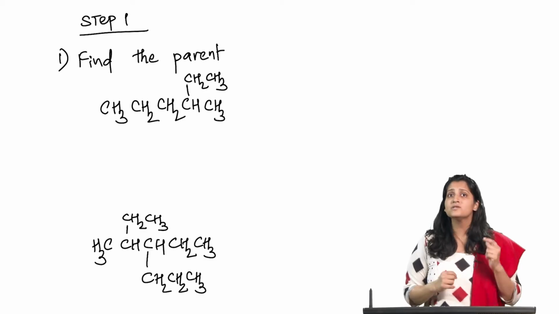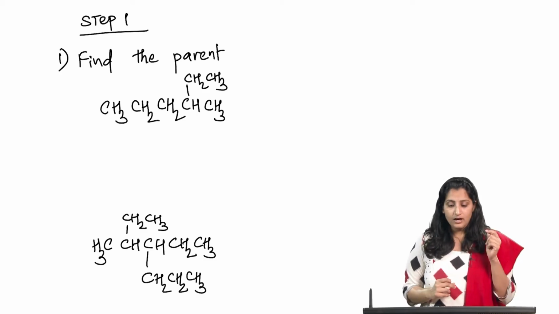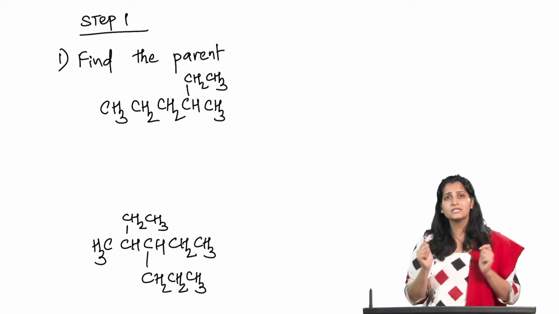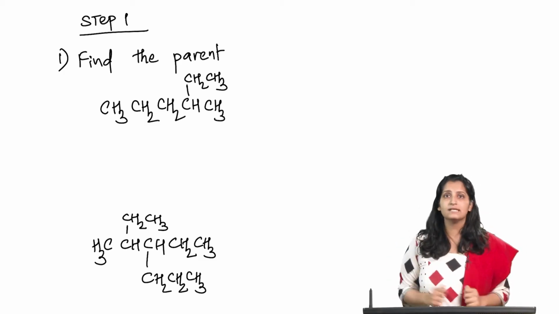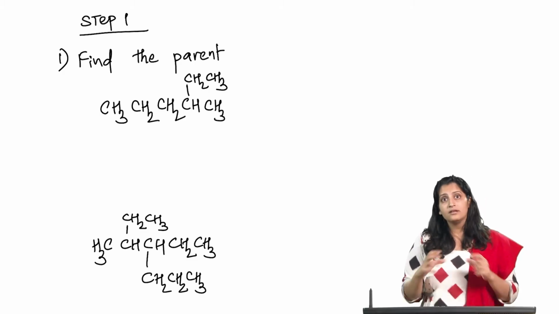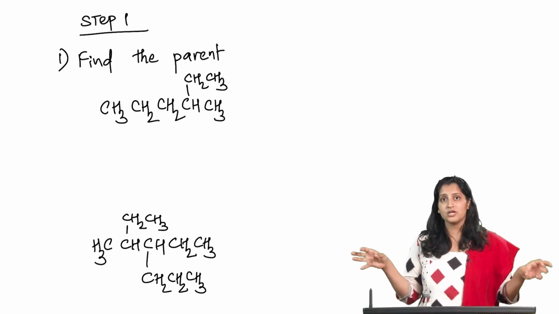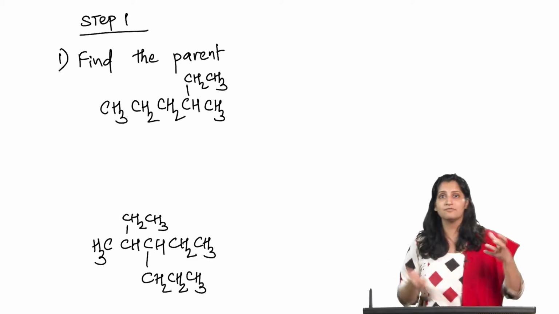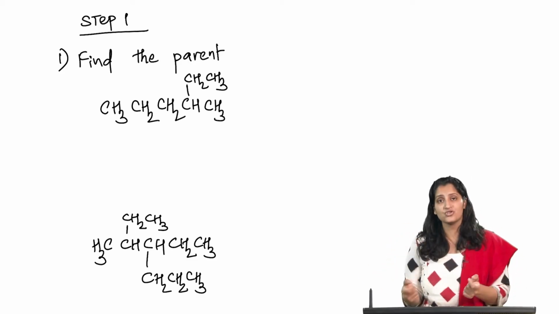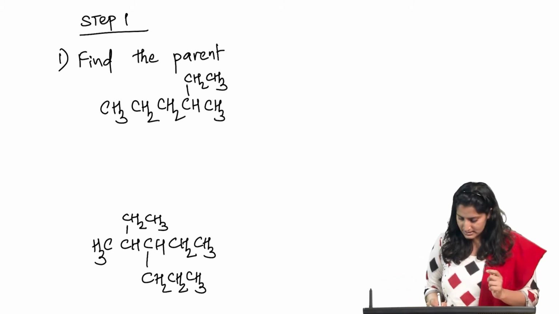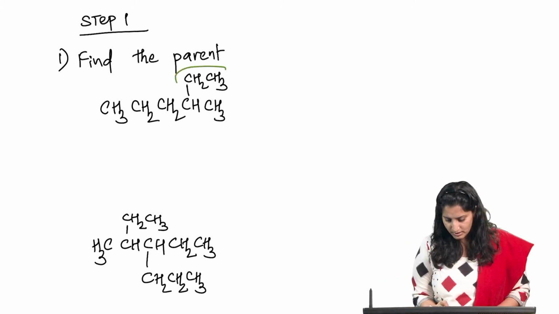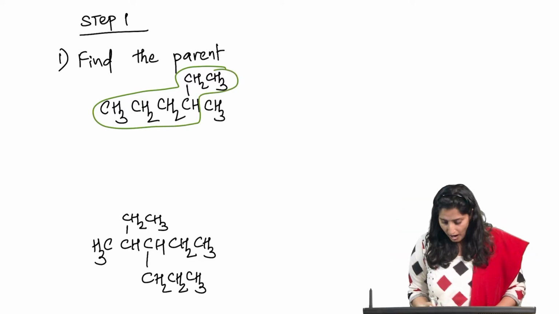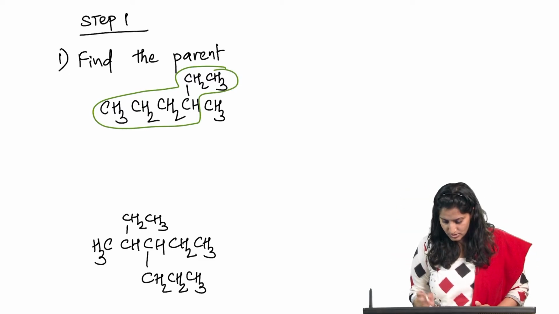The first step is finding the parent. In this case, what we need to do is find out the longest continuous chain of carbon atoms present in the molecule. Remember that it may not always be a horizontal chain, and you may have to look at the molecule by turning the corners and figuring out which one is the longest continuous chain. So, in this particular case, I have a chain that goes like this. Again, it has to be a continuous chain, or I have a chain that goes like this.